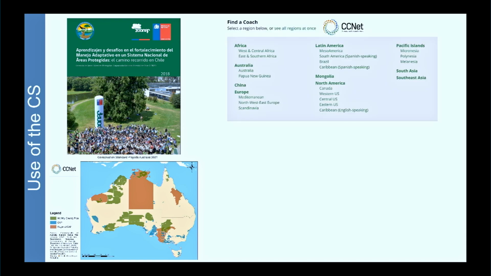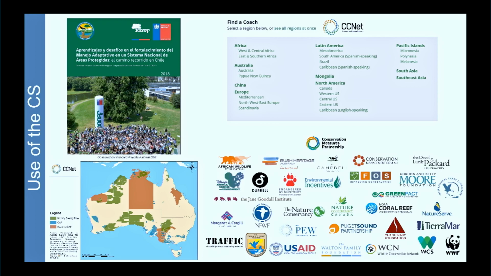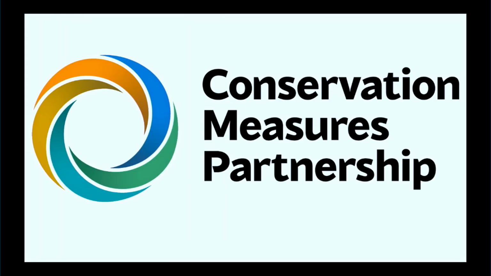Also, we've got really cool examples of like Chile taking this, really internalizing this, bringing it into the protected area system and using the conservation standards throughout. We've got healthy country planning covering many areas of Australia. There are lots of CCNet coaches from all around the world, as we can see here. And CMP membership has continued to grow and expand and diversify. So it's really great to see the community growing. So that's a little bit about the conservation standards.